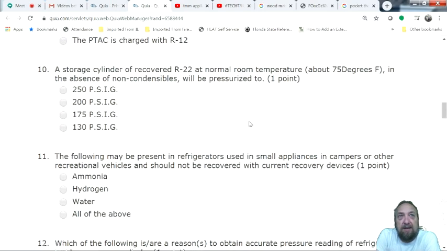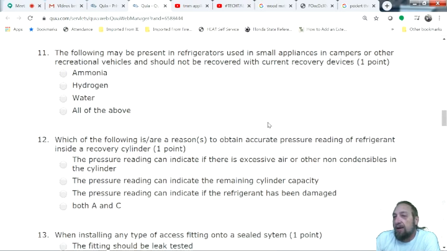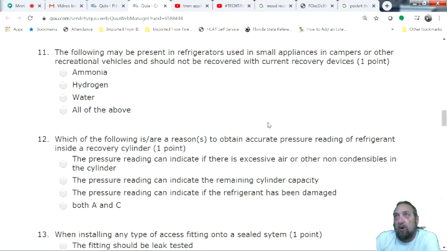Now you need the temperature pressure chart. R22 at 75 degrees is what pressure? 250 psi? No, 130 psi. R22 at 75 degrees is about 130. I'm not going to go over the pressure chart, but that's what that is. You're allowed to use the chart in the test. So learn to use the chart and answer that question.